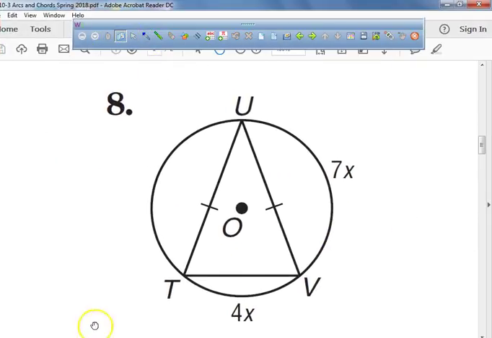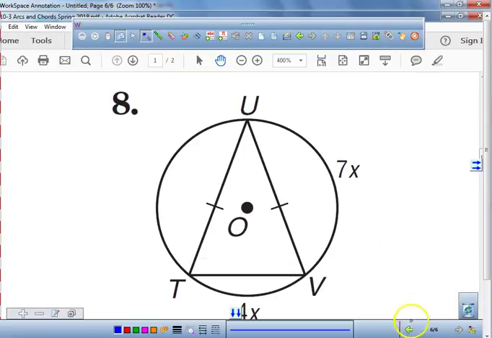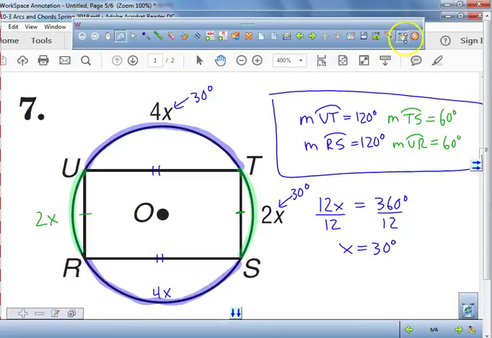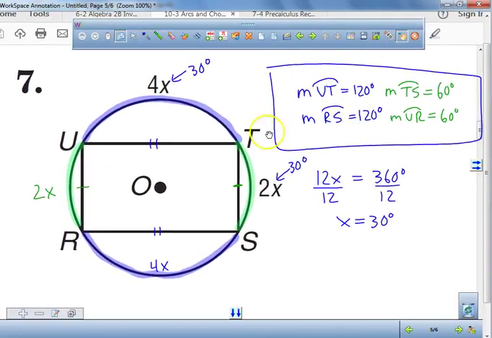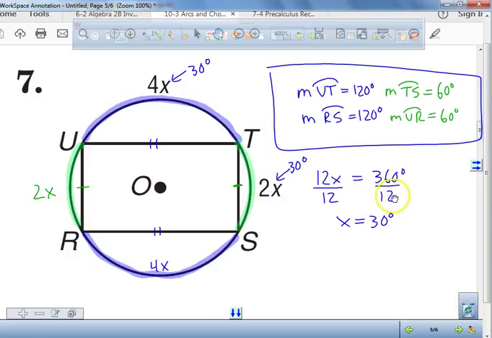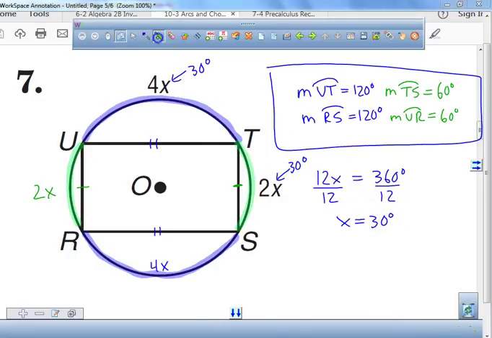Alright, so we're going to quickly look over here. Alright, before we move on. We added all the x's together, and we got a total of 12 x's. It said equal to 360. We divided each side by 12. We got x equals 30. So everybody, wherever you saw the value for x, right here, what are you going to plug in? You're going to plug in a 30.